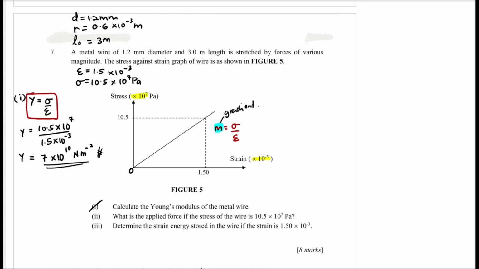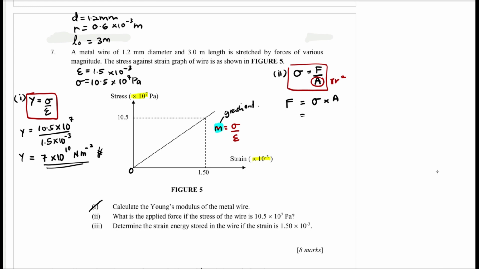And then number 2, what is the applied force if the stress of the wire is 10.5 times 10 power of 7 Pascal? So we want to determine the applied force. Based on the equation of stress, we can take out force over area, the cross-sectional area. The cross-sectional area is not given, which is pi r squared. So from there we can find the applied force on the wire is stress times A.